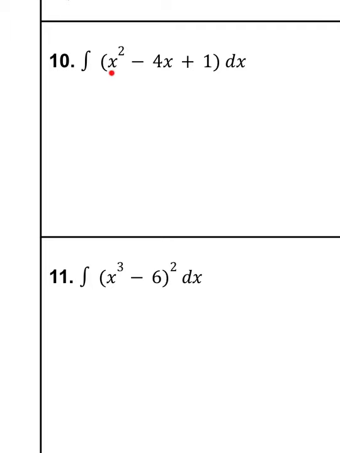Number 10, there is no inside function. This is just 3 polynomial terms. So this is just going to be power rules. All right, so it's always good to recognize when to use u substitution and when to use the power rule.